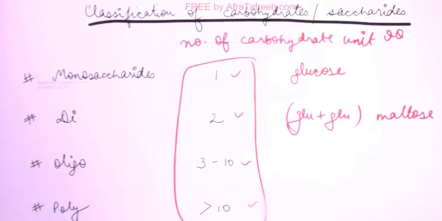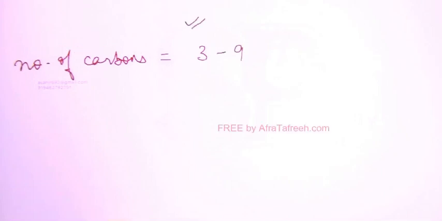First we're going to take monosaccharides. Now, number of carbons in monosaccharides range from 3 to 9. That is, minimum carbon is 3, maximum is 9, and there is no carbohydrate with 8 carbons. For example, 3 carbon aldehyde is glyceraldehyde, 3 carbon keto is dihydroxyacetone.